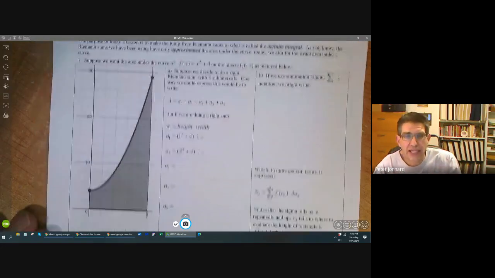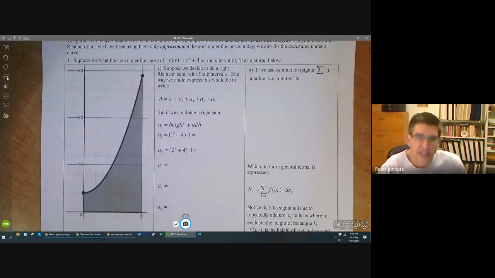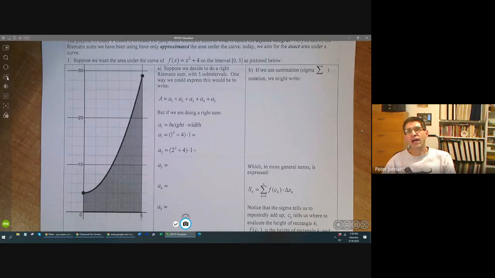Suppose we want this exact area here. This function is f of x equals x squared plus 4 on the interval from 0 to 5 as pictured below. And suppose we decide to do a right Riemann sum with 5 subintervals. So what we're going to do is estimate it first, and then we're going to actually calculate it exactly. We'll see how our estimate compares.